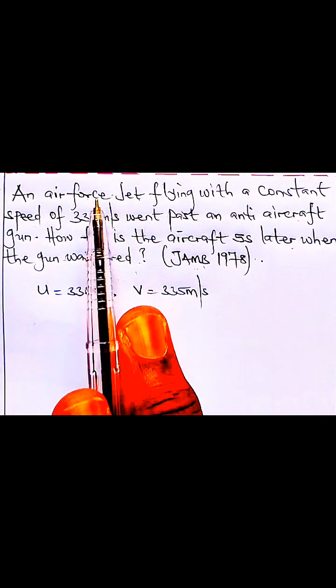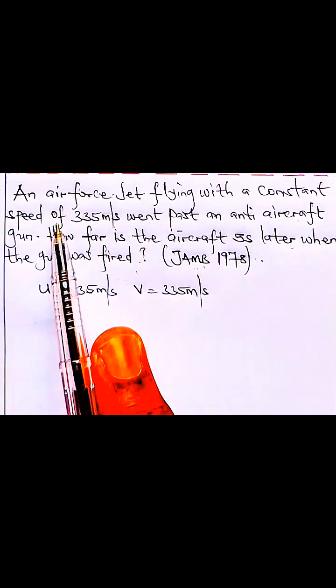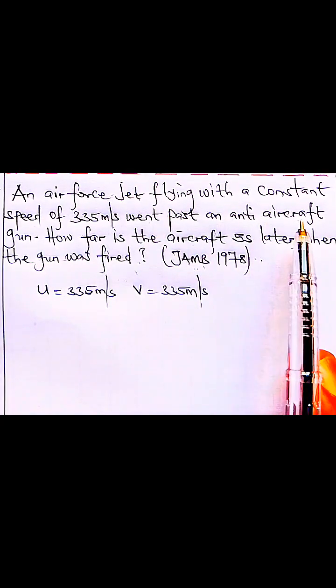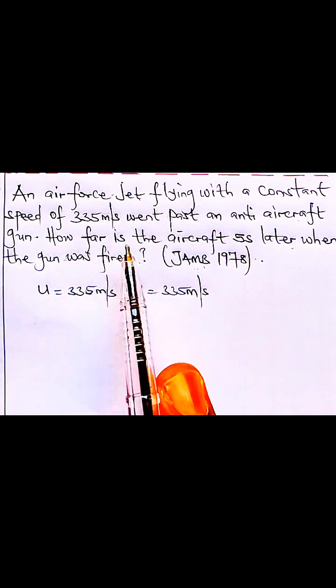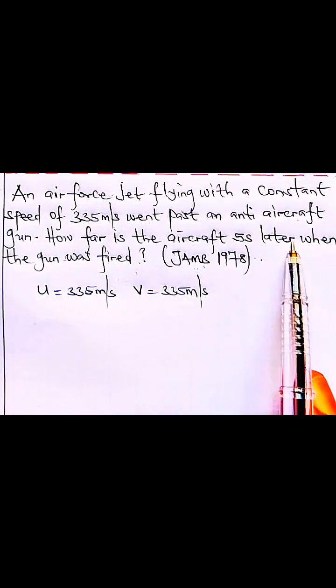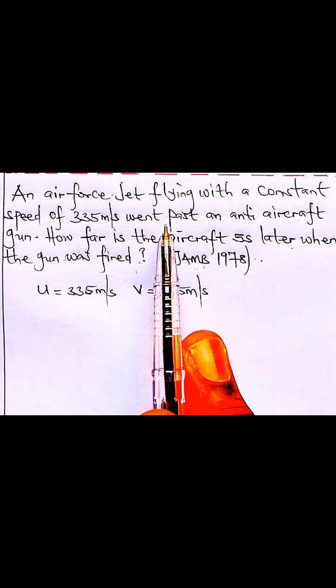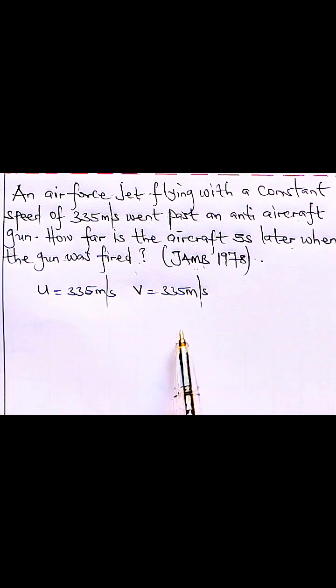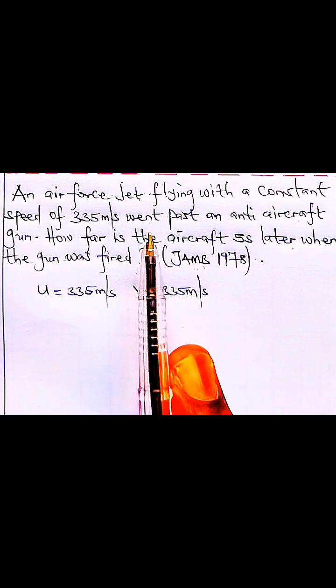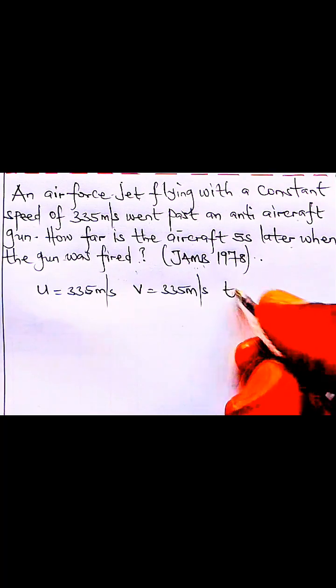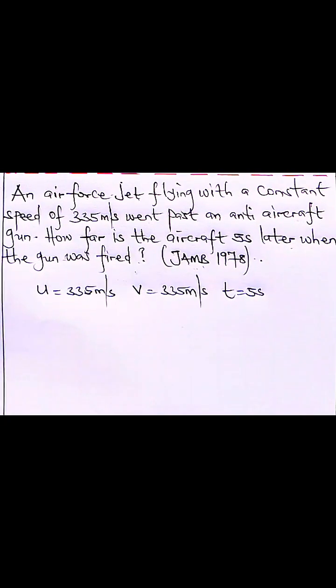So an Air Force jet flying with a constant speed of 335 meters per second went past an anti-aircraft gun. How far is the aircraft 5 seconds after the gun was fired? So the anti-aircraft gun was stationed somewhere, and immediately the Air Force jet flew past it, it was shot. So the question now is, 5 seconds later, how far do you think the jet would have gone? So that's going to be time. The time for the whole event is 5 seconds.